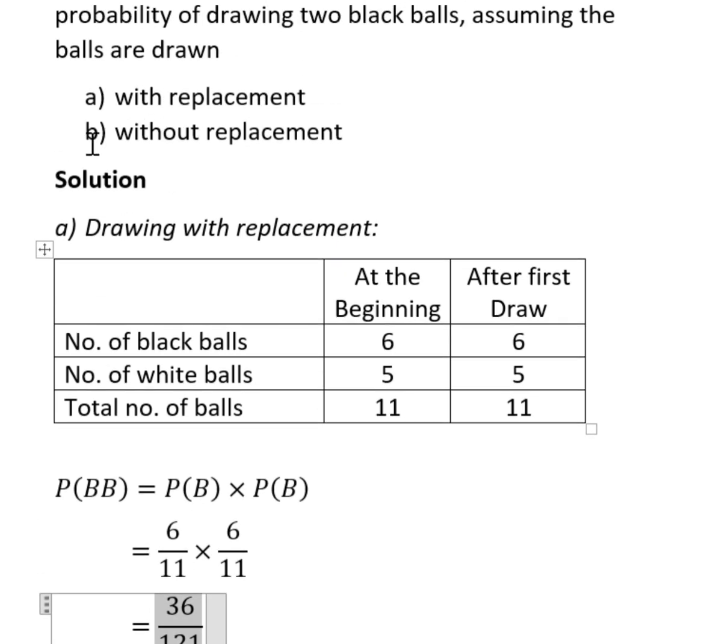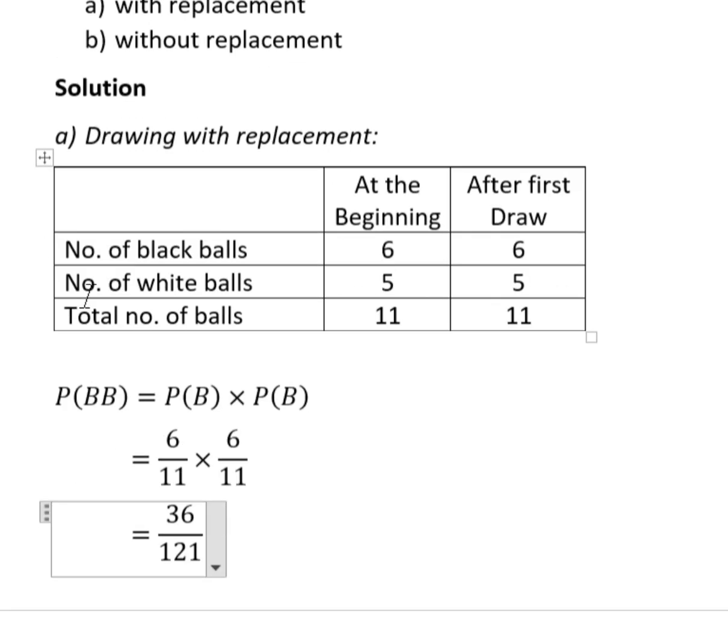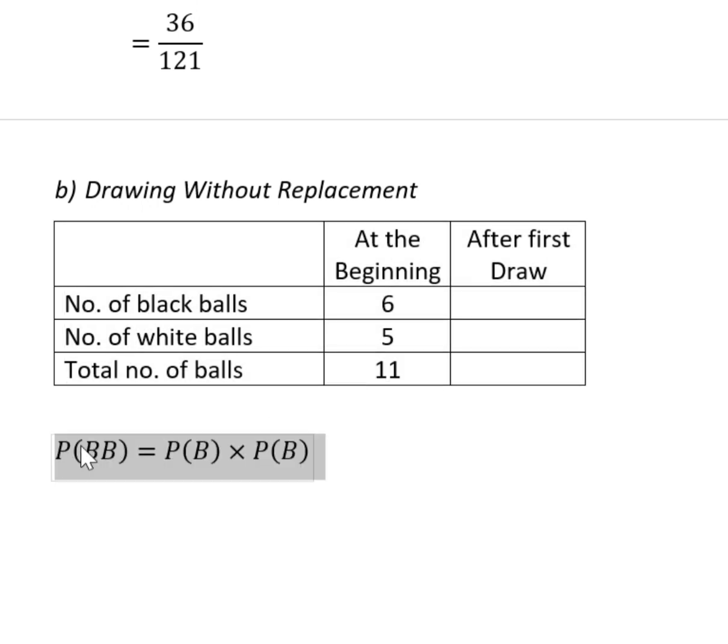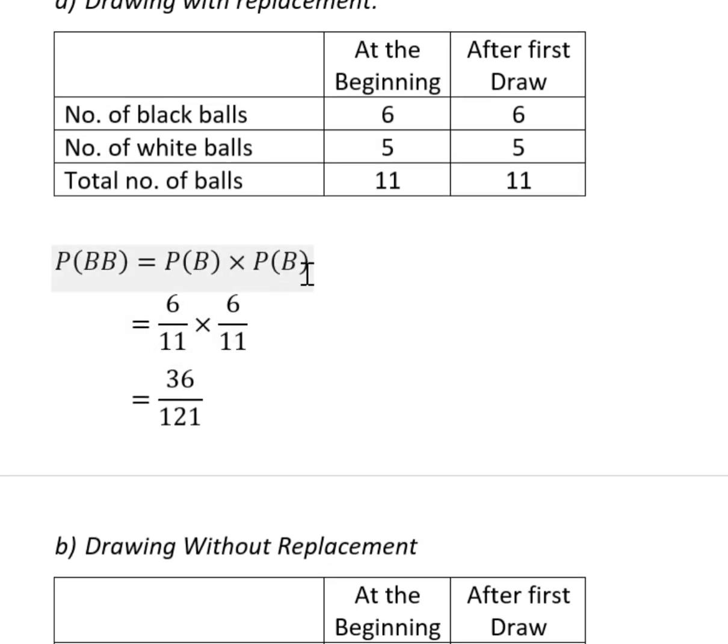Now, the second question wants us to calculate the same probability, but when we are drawing without replacement. In other words, we are removing an item from the container without returning it back. So let's start with such a table to show us what we have at the beginning. At the beginning, we have 6 black balls still and 5 white balls. The total is 11. So the probability of picking black and black is still given by the probability of picking a black ball first times the probability of picking a black ball the second time. The formula is the same as this one, only that these figures are the ones which keep changing.